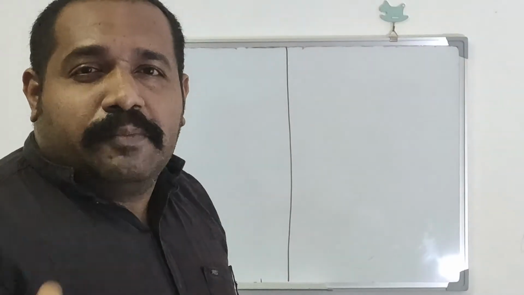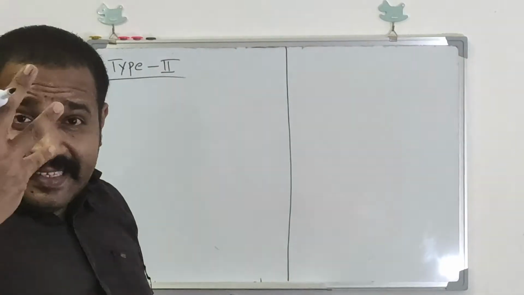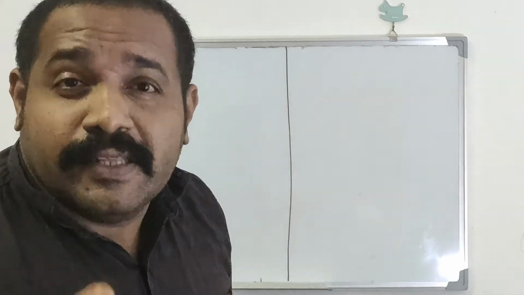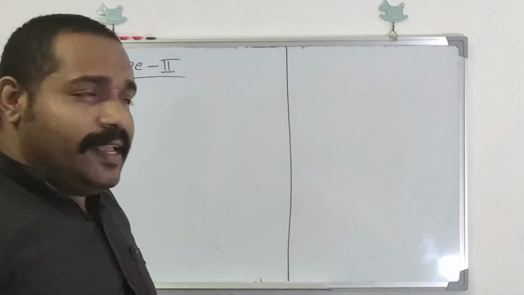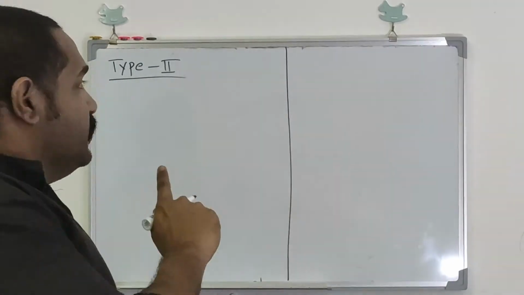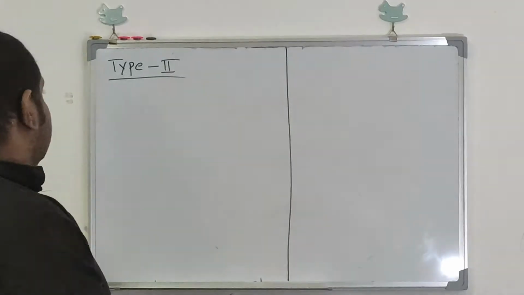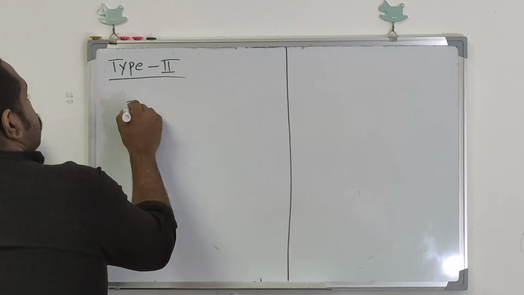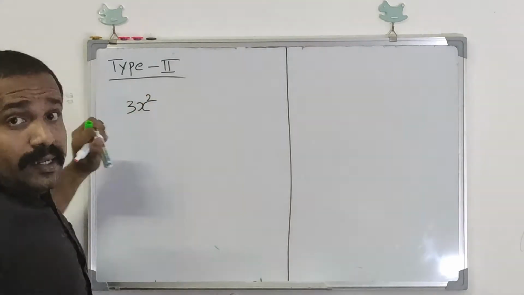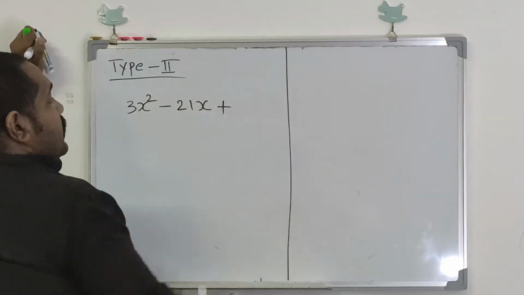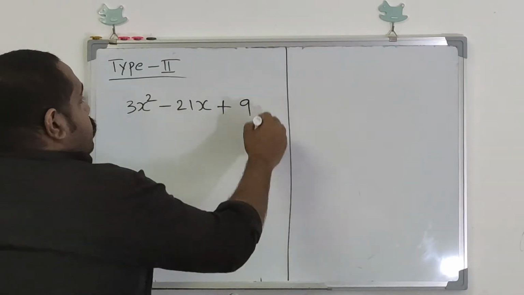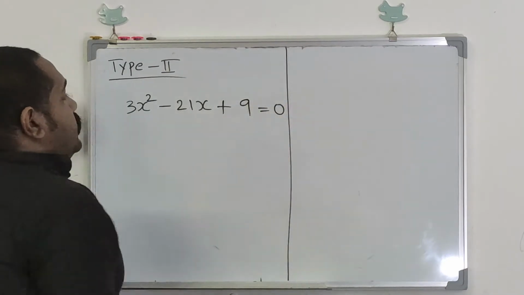Taking type 2 example. What is type 2 example? The coefficient of x square is not 1. Okay, you will get an idea if you see the question. Say for example, 3x square minus 21x plus 9 is equal to 0.